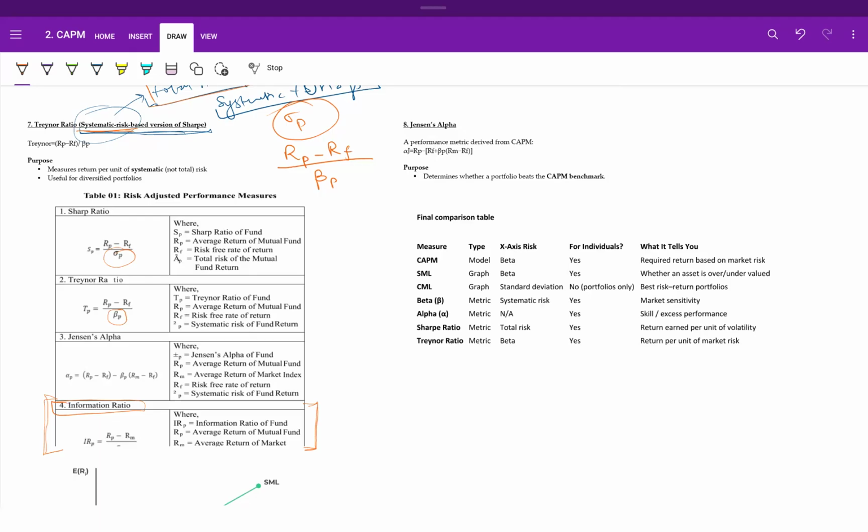So it measures per unit of systematic risk, not total risk. Understand this. Whenever we are talking about beta, any measure where beta is involved, we are only talking from the perspective of systematic risk. Just remember this. When we are using standard deviation, we are talking about total risk. I hope you will not forget this.